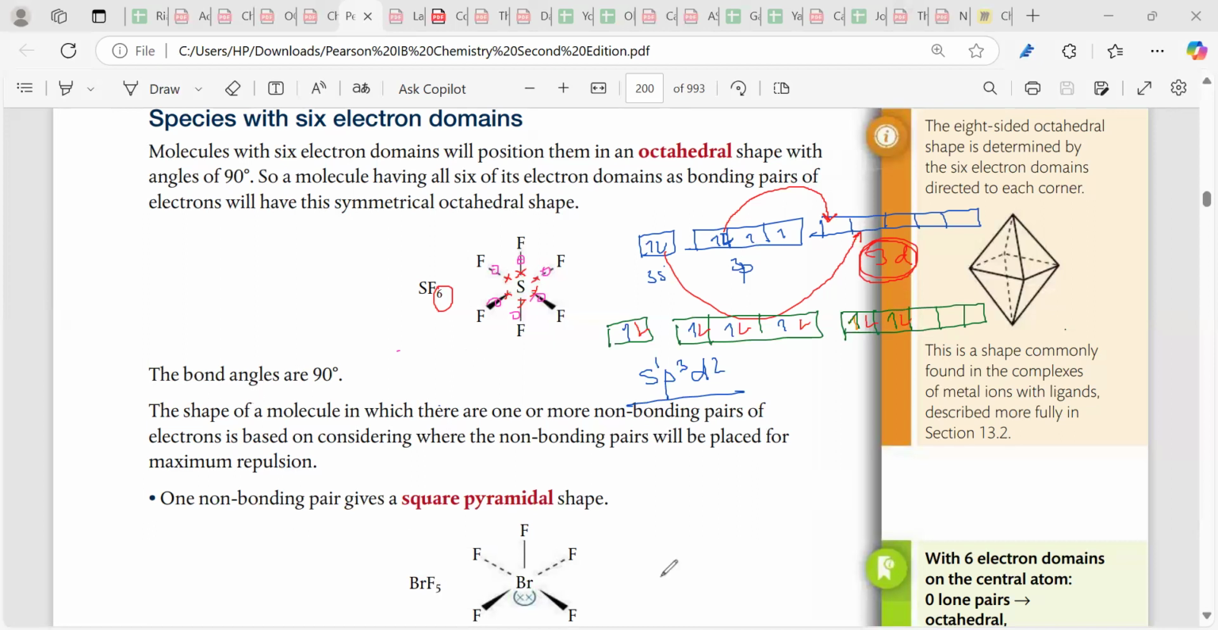So what we are doing? We are now understanding that it will be expanding the octet. And is there any lone pair of electron? No. Clear? Now over here.